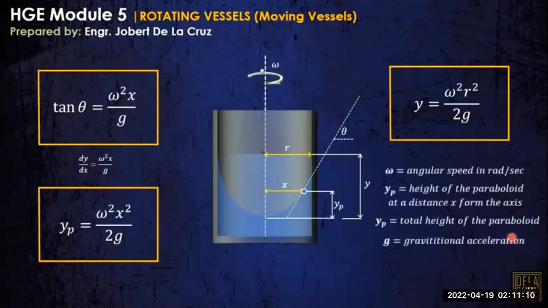Okay? So these are the notations. Omega is the angular speed that should be in radians per second. Y sub p, height of the paraboloid at a distance x from the axis, at any distance x. Now y sub p, this should be y, no? Y is the total height of the paraboloid, and g, of course, the gravitational acceleration. Okay, so let's try an example.